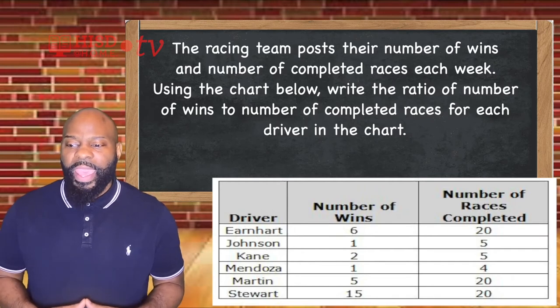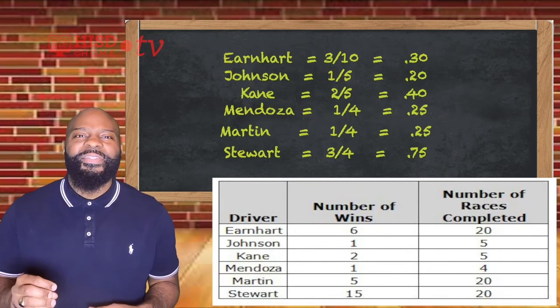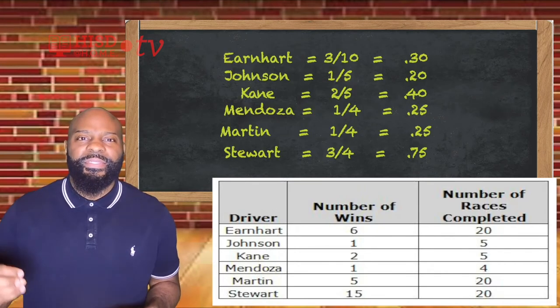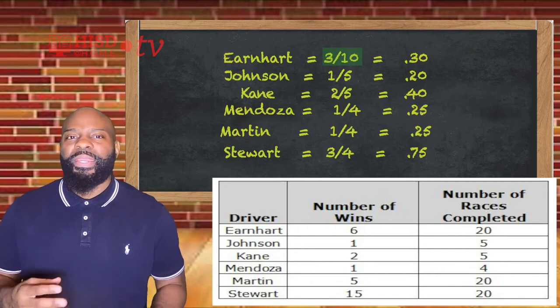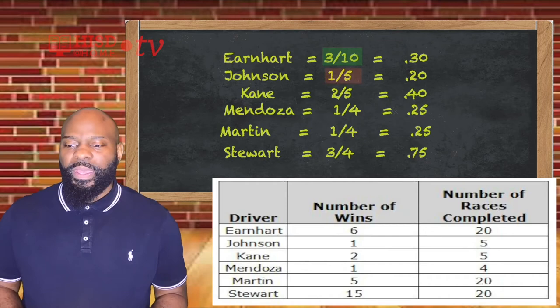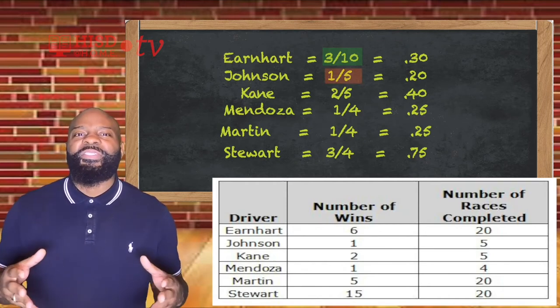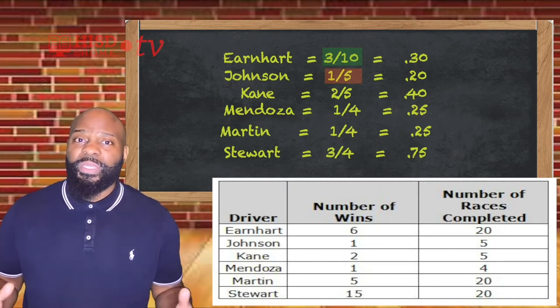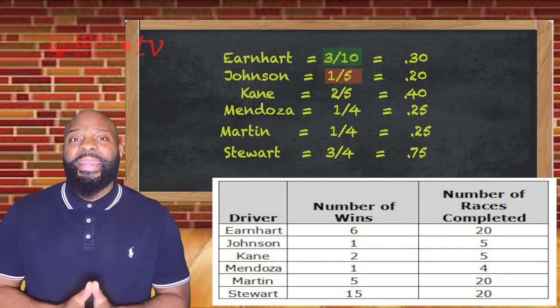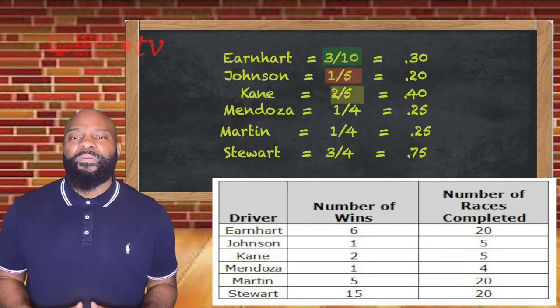So therefore, I have Earnhardt having a ratio of 6 out of 20, also known as 3/10 when you divide the numerator and denominator by 2. Johnson has a ratio of 1/5. So that means Johnson wins 20% of his races. Kane has a ratio of 2/5, equaling 40%.